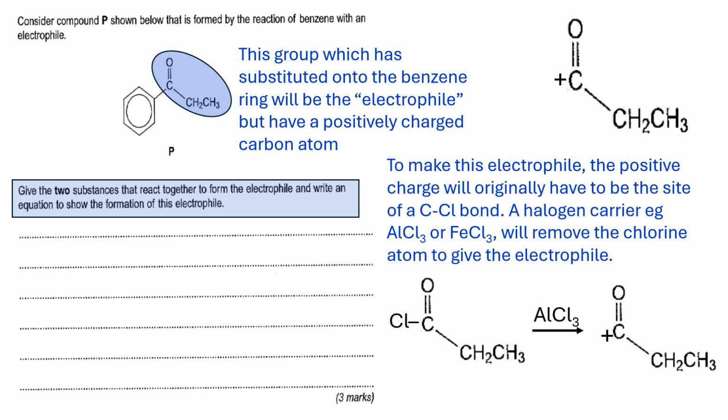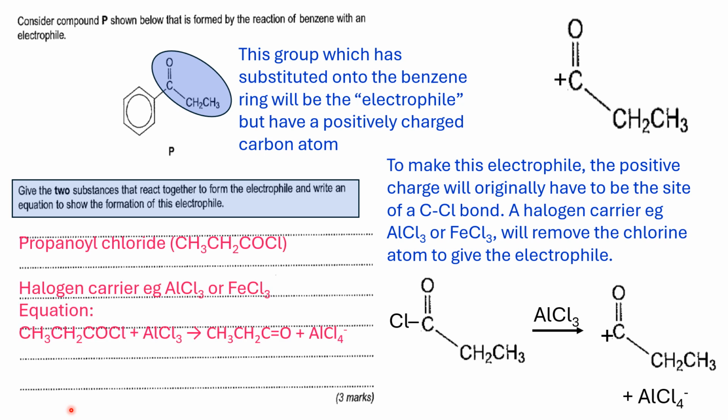Now, the issue we've got is how do we make this electrophile? The positive charge will originally have to be the site of a carbon-chlorine bond, and a halogen carrier will take that chlorine away and leave the positively charged carbon behind. So the structure you're after for one of the two reactants is this, and the other one is obviously going to be your halogen carrier. You could also have FeCl3 instead.